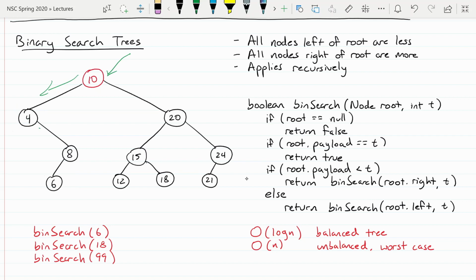Let's try with a different example. Let's try looking for the value 18. Once again, I start at the very top of my tree. 18 is greater than 10, so I need to go down the right side.